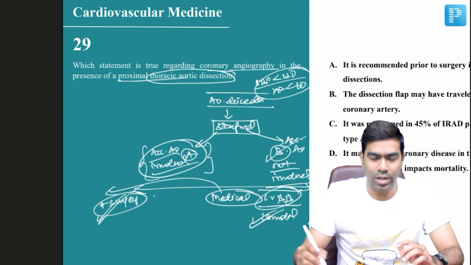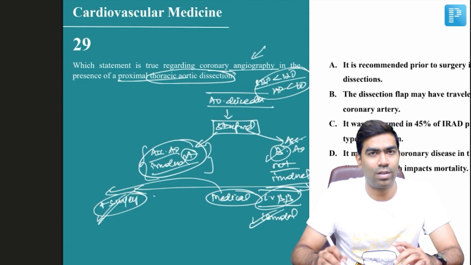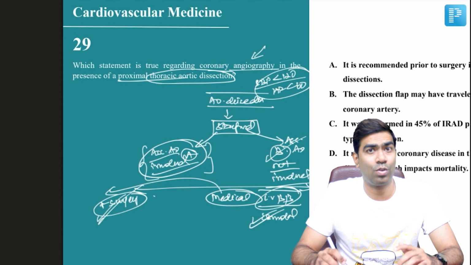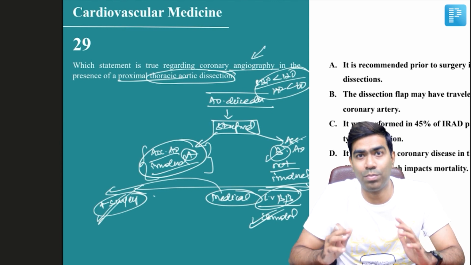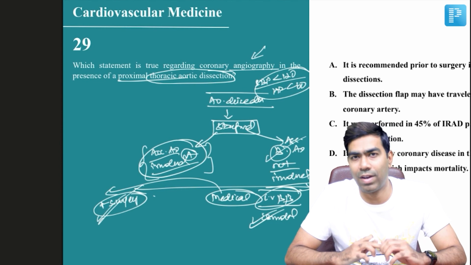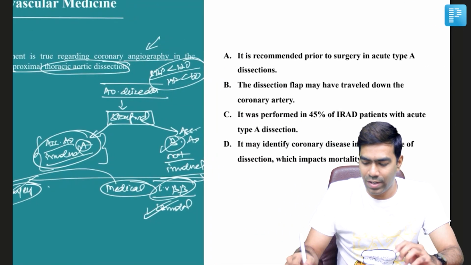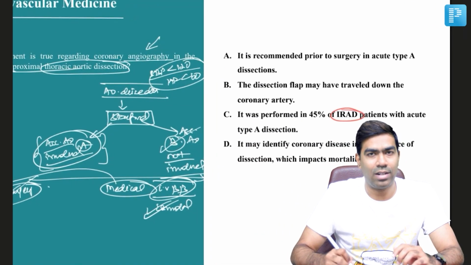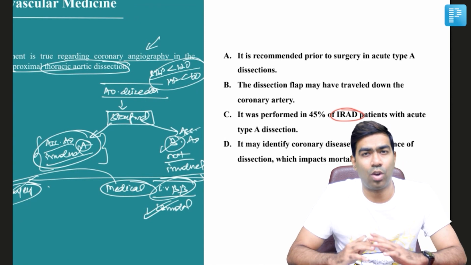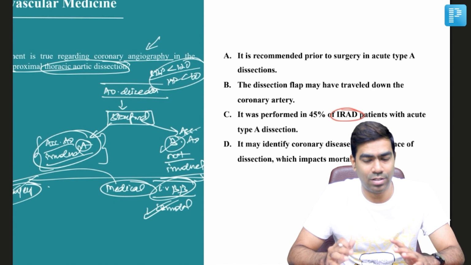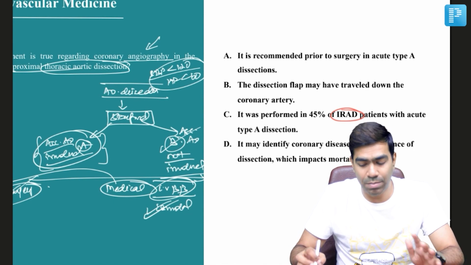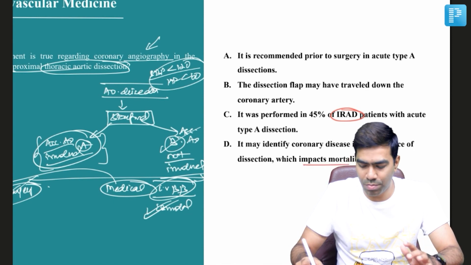And that is the reason why they're asking whether coronary angiography has to be performed or not before going for surgery. Because there is a danger that your right or left coronary artery could be occluded by the dissection flap. But it's very clear in the IRAD study that routine coronary angiograms before doing surgery for type A dissections is not going to be of any benefit. It's not going to impact mortality. So option D is wrong.